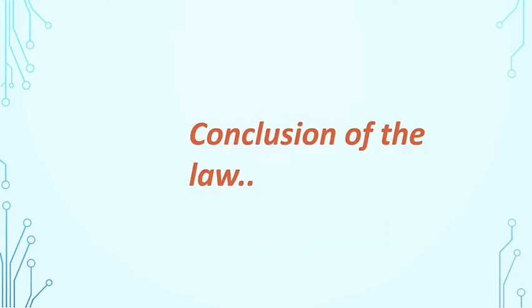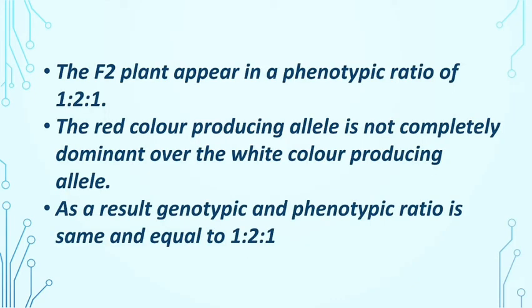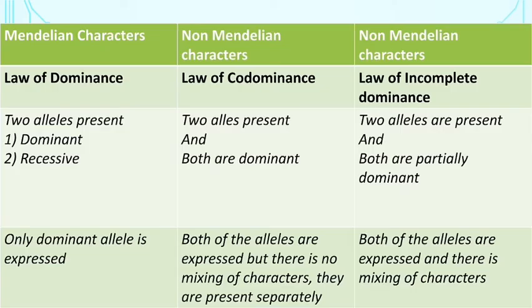And now let's talk about the conclusion of the law. The F1 plants appear in a phenotypic ratio of 1:2:1, as we have said, and the red color producing allele is not completely dominant over the white color producing allele, and as a result the genotypic and phenotypic ratios are the same and equal to 1:2:1. Now, in conclusion, we can say that according to Mendelian characters, there is the law of dominance. According to non-Mendelian characters, there is the law of codominance, and there is also the law of incomplete dominance.